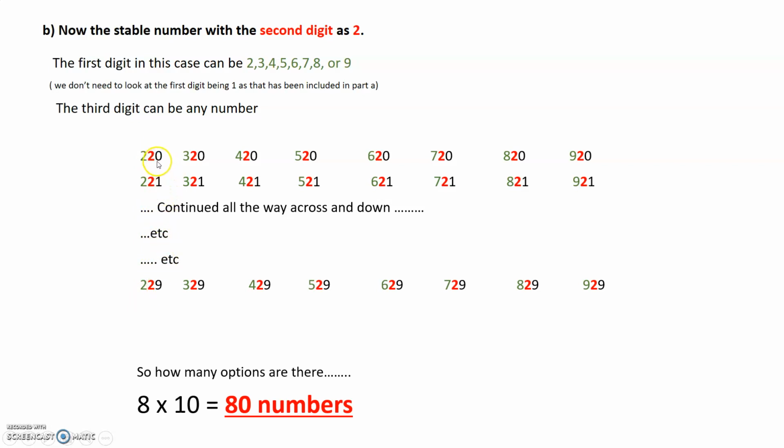So 220, 221, 222, 223, 224, 225, 226, 227, 228, 229. That's 10 options all the way down. It'll be the same here. So 8 across times 10 gives us 80 numbers. There are 80 numbers that have a stable number with a second digit as 2.